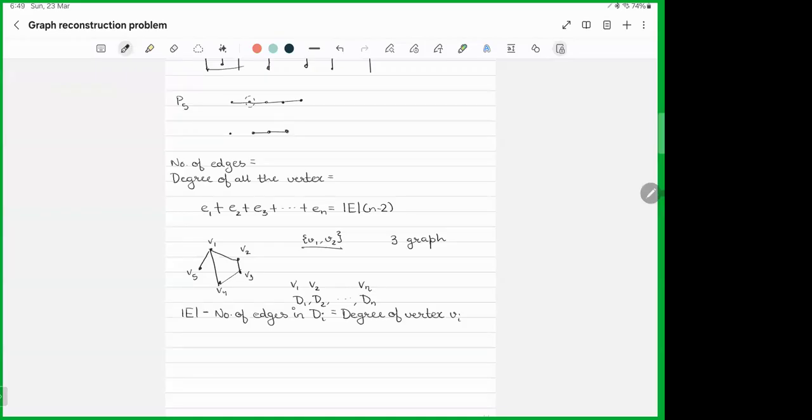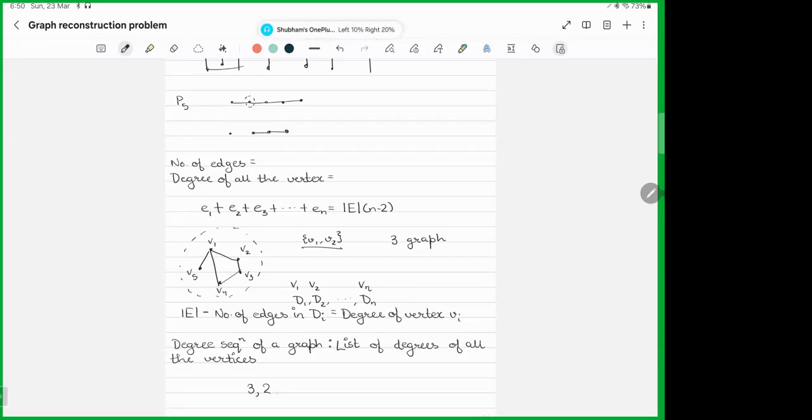Do you know what a degree sequence of a graph is? No, can you define it? The degree sequence of a graph is just the list of degrees of all the vertices. For example, in this graph, vertex 1 has degree 3, vertex 2 has degree 2, vertex 3 has degree 2, vertex 4 has degree 2, and vertex 5 has degree 1. So for this graph G, this is the degree sequence.